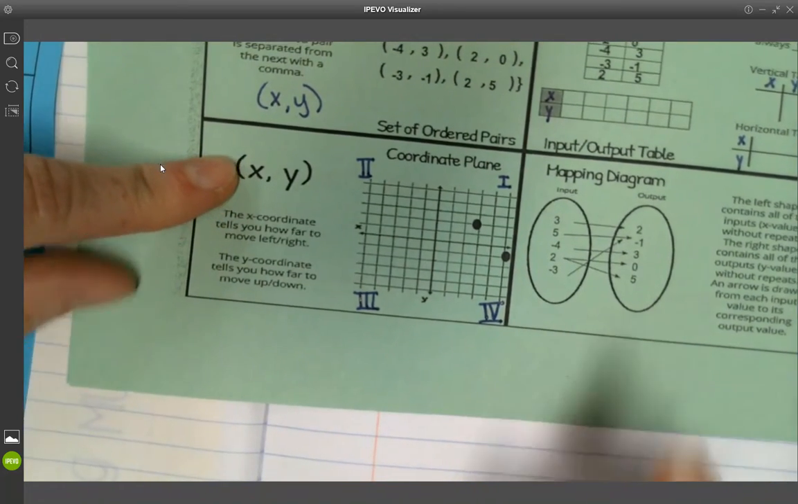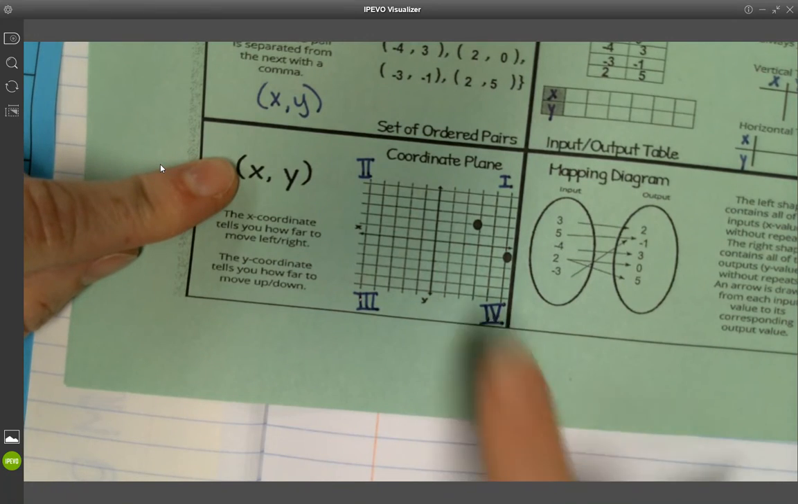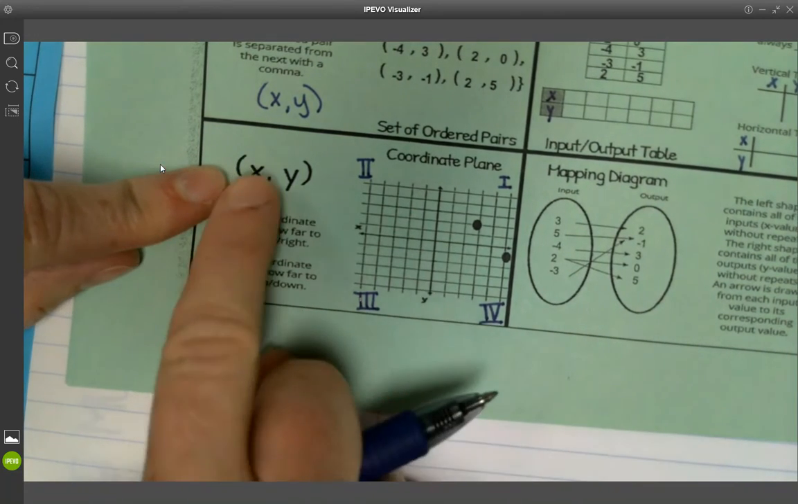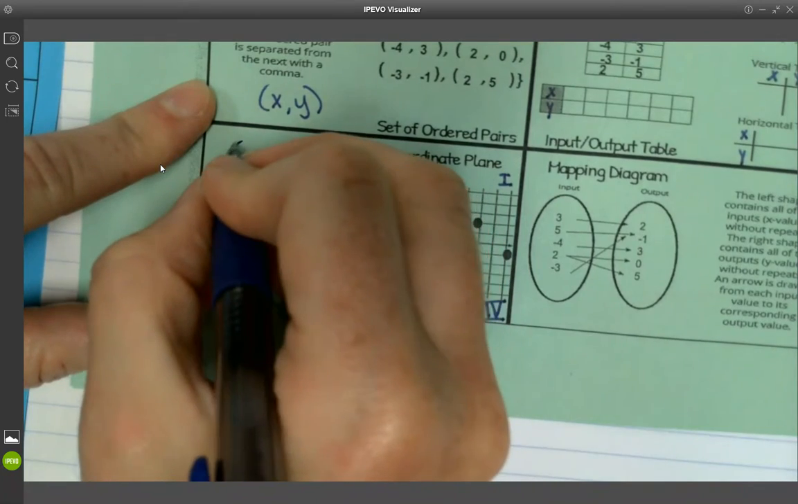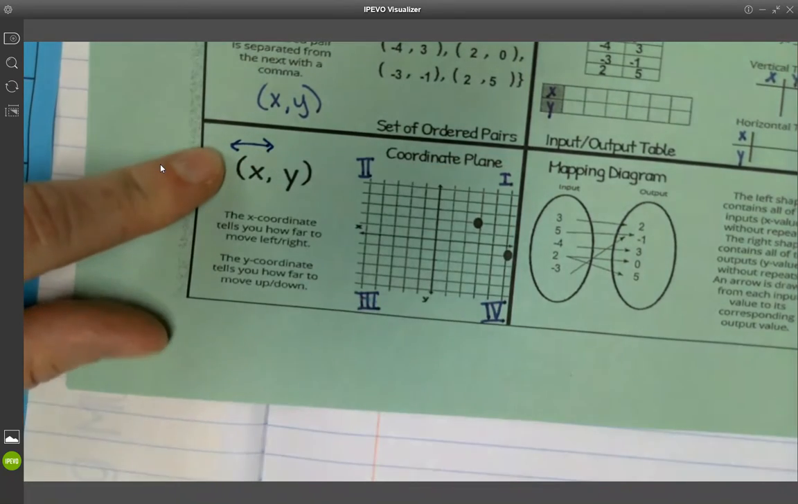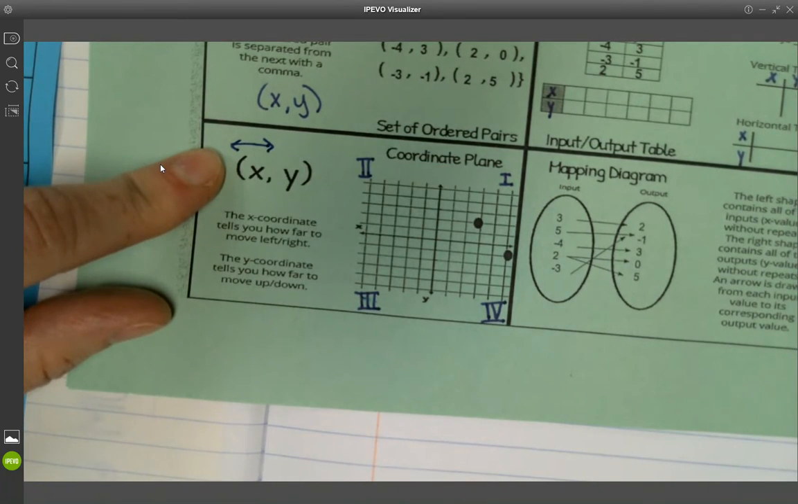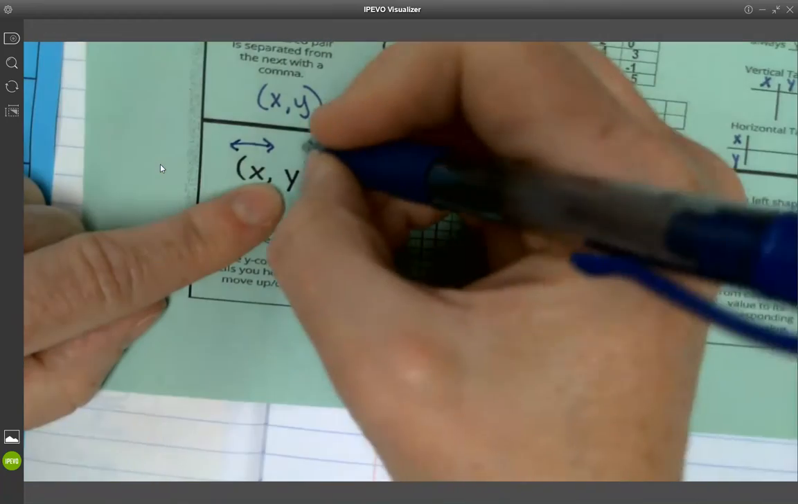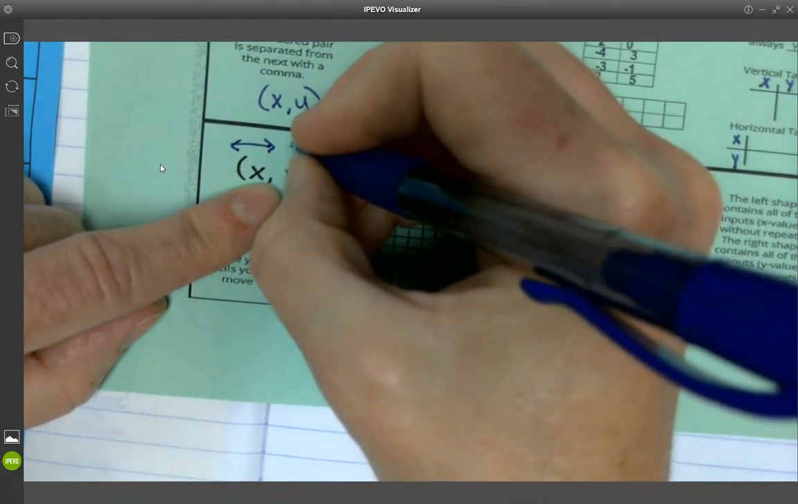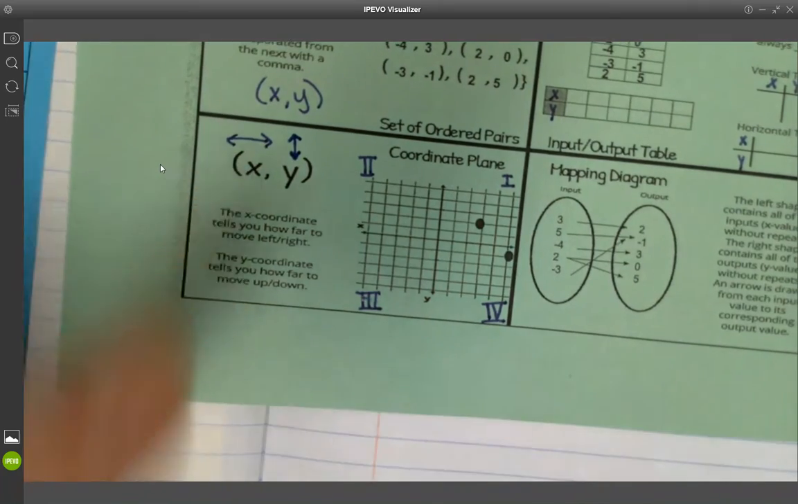So in order to graph, we got to know the X and the Y. The origin's right in the middle. X represents going left and right from the origin. And Y represents going up and down from wherever we are on the x-axis.